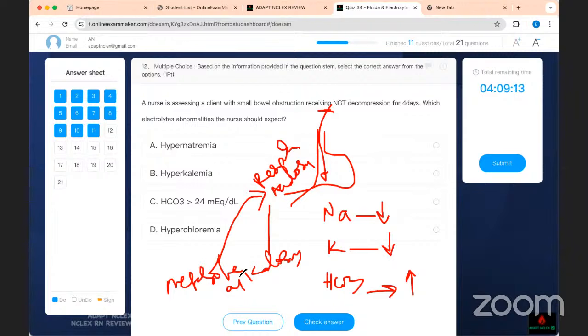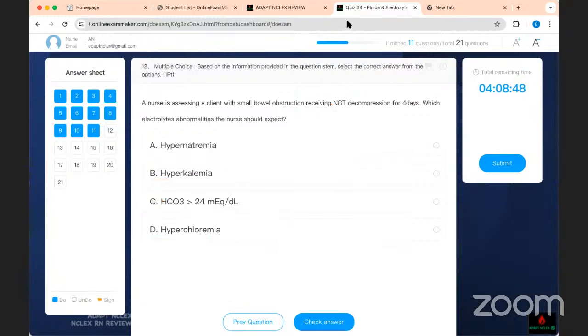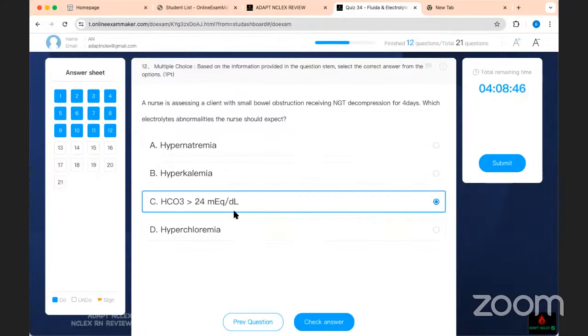Look at the answers and see. Sodium is supposed to go down, it's up here. Potassium is supposed to go down, it's up here. Chloride is supposed to go down, it's up here. Bicarbonate is greater than 24, which is consistent with what? Metabolic alkalosis. So the right answer is C. This is what you're going to see, metabolic alkalosis. Now your compensation will be respiratory acidosis.